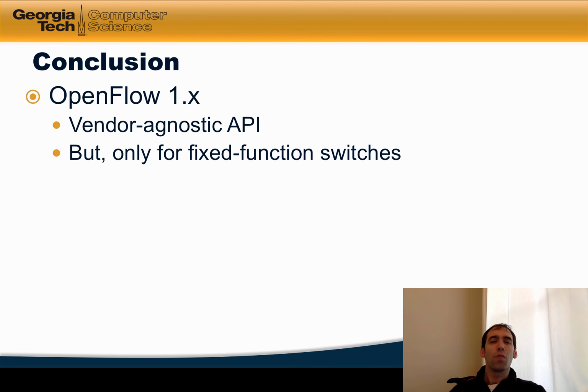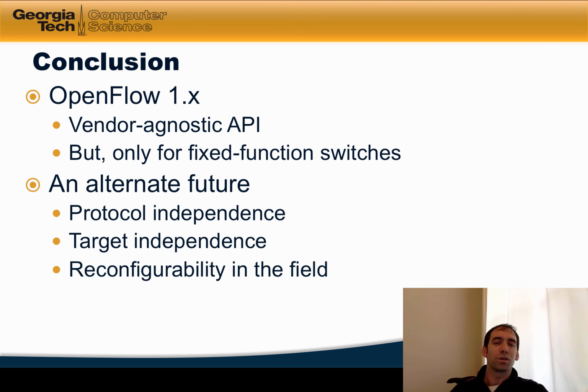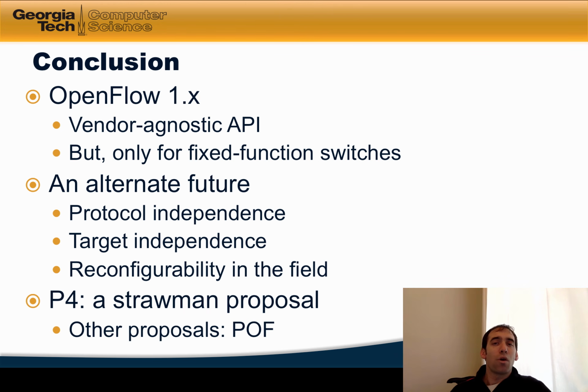In conclusion, OpenFlow 1.x protocols provide a vendor-agnostic API, but only for very fixed function switches. P4 and protocol oblivious forwarding envision an alternate future, where one can define the hardware independently of the control protocol and independently of the switch targets. This new paradigm also provides for the ability to reconfigure a switch in the field. P4 is a strawman proposal for a language that might allow a switch to be reconfigured in the field. But there's much work to be done.